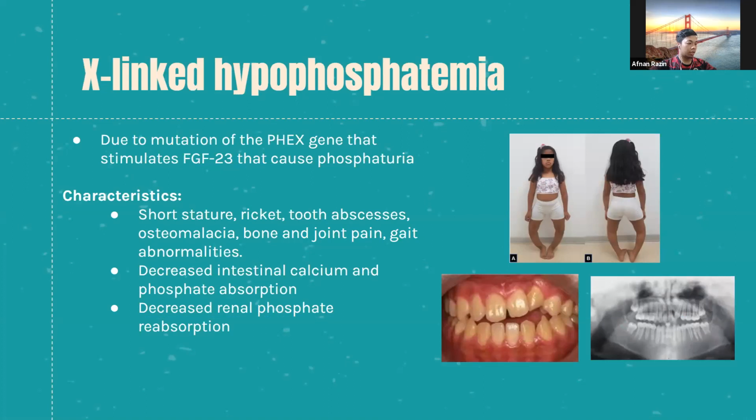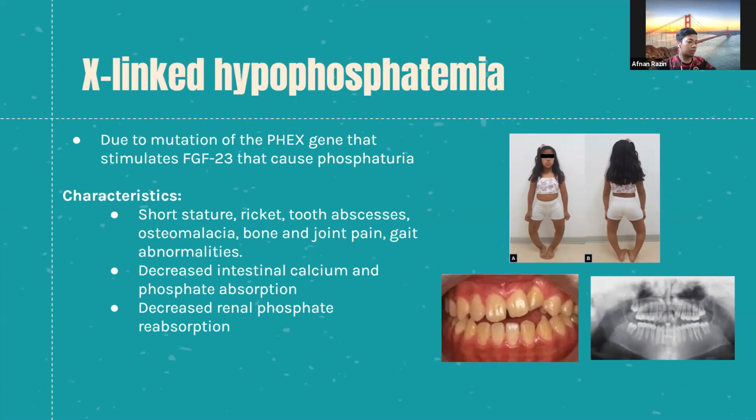This fibroblast growth factor is important in metabolism and regulation of phosphate and vitamin D. Thus, if this fails to occur, there will be phosphaturia and then hypophosphatemia. So the characteristics of this disease are short stature, rickets of the femur and tibia, tooth abscess, osteomalacia, bone and joint pain, as well as gait abnormalities.